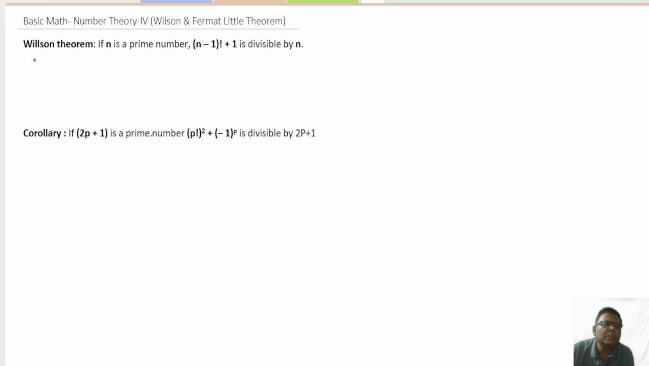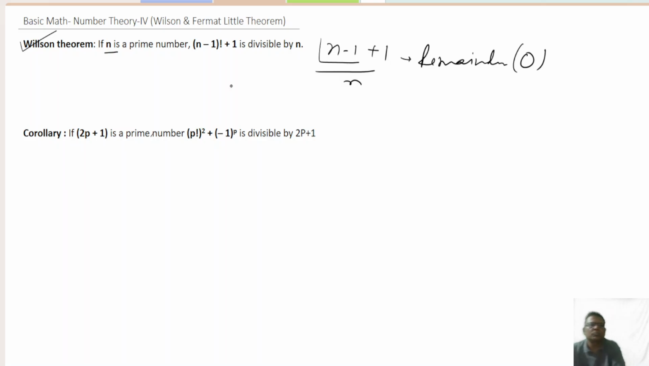So here we'll study something about the prime numbers. In that, the first theorem is Wilson's theorem. Wilson's theorem says if n is a prime number, then (n minus 1) factorial plus 1 will be divisible by n. That means if you divide (n minus 1) factorial plus 1 by n, the remainder will be 0.